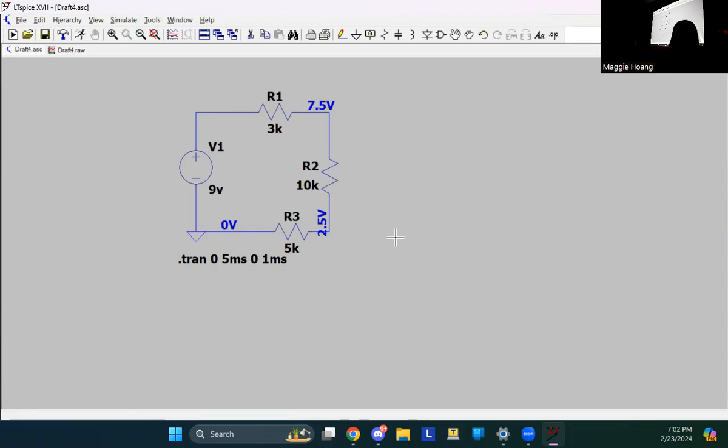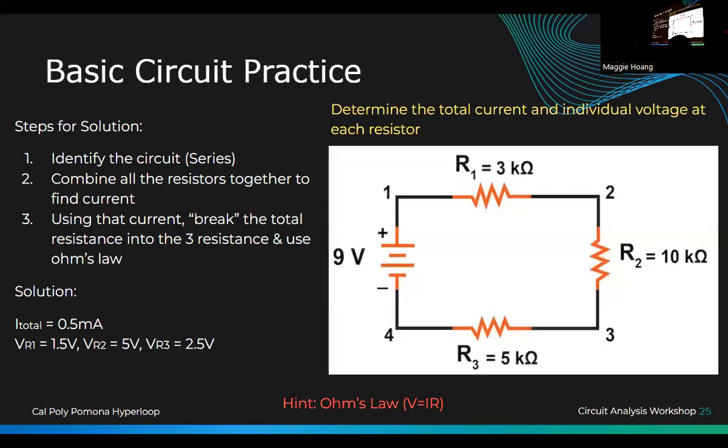So what can we assume here? Do you guys remember one of the rules? KVL states that the voltage across the resistors in that loop has to equal the source. So you could see 7.5 and 2.5 equals 9. And when you add them all up, it does equal 9, right? Any questions?